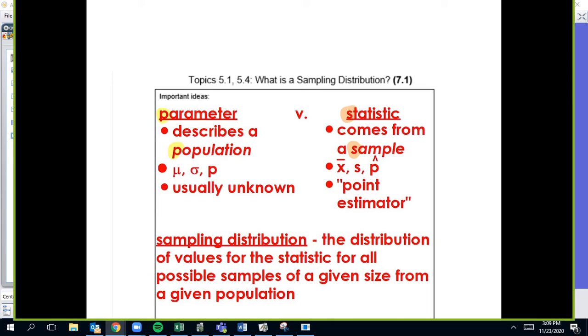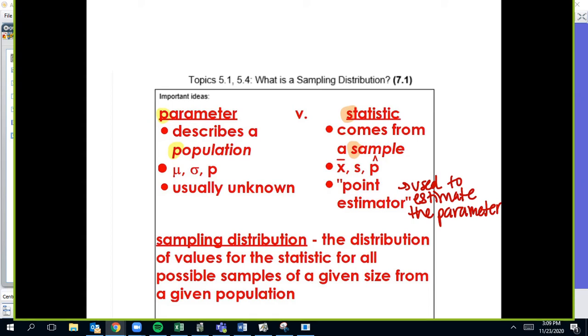Another word for the statistic is a point estimator. So we use it to estimate the population. So I'm going to write that. Used to estimate the parameter, because the parameter we don't usually know. Since it's for a whole population, it's really hard for us to know what that is. And so we use a statistic to try to estimate the population.